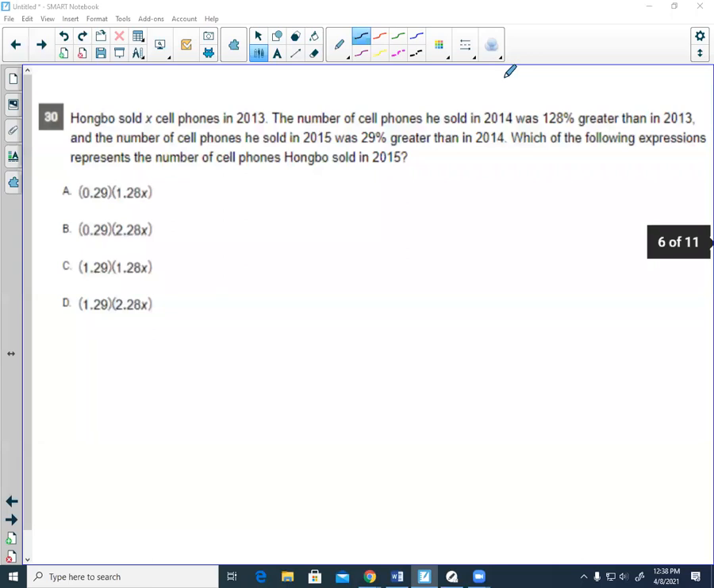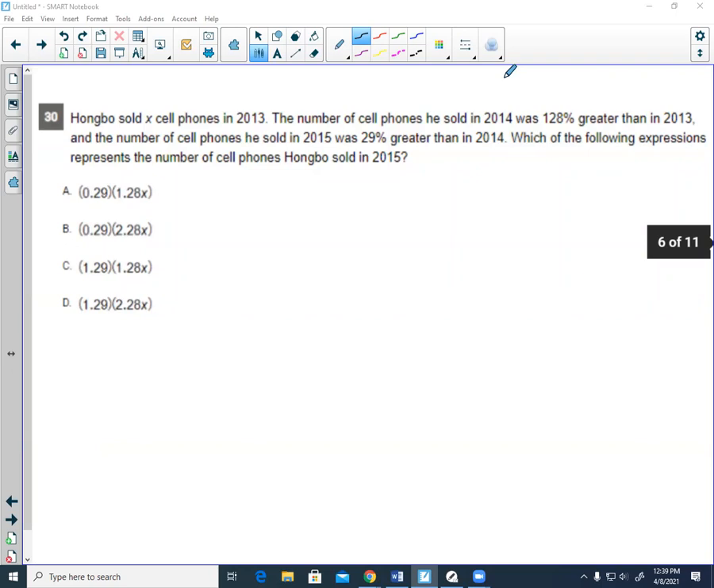All right. So as we look at this question, a couple things to think about. Number one, we want to figure out what the number of cell phones was in 2014 compared to the number in 2013. The only thing they give you is a percentage. Remember, a percentage is always something divided by something. So we want to think about this as the number of cell phones in 2014 over the number of cell phones in 2013.